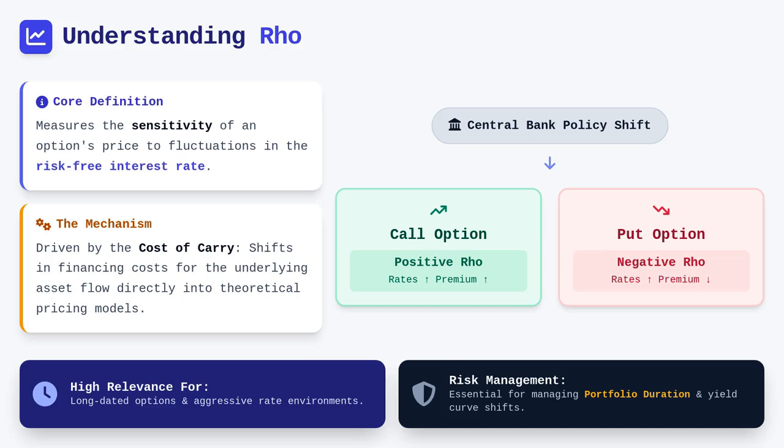In practical application, you should evaluate rho whenever you are managing a portfolio with significant duration, as a sudden shift in the yield curve can introduce non-trivial adjustments to your fair value calculations. Mastering these three dimensions alongside delta ensures that you are looking at the full picture of your risk profile rather than just the directional exposure.